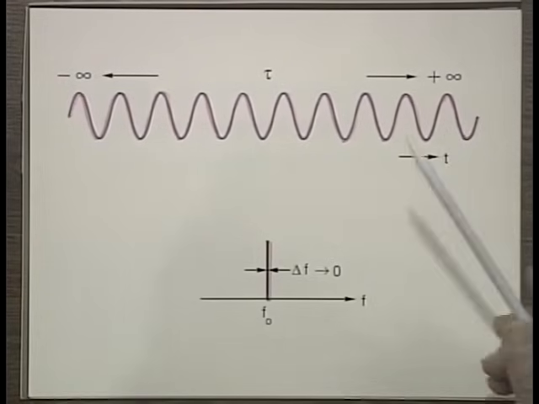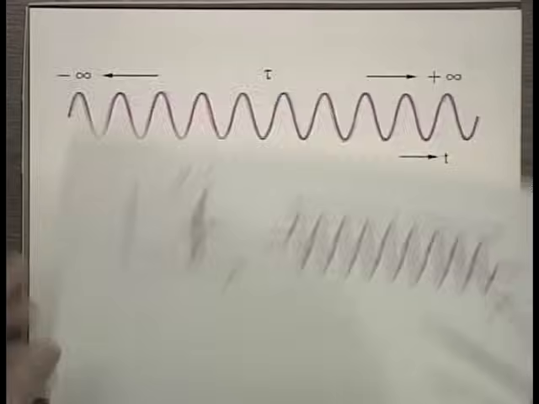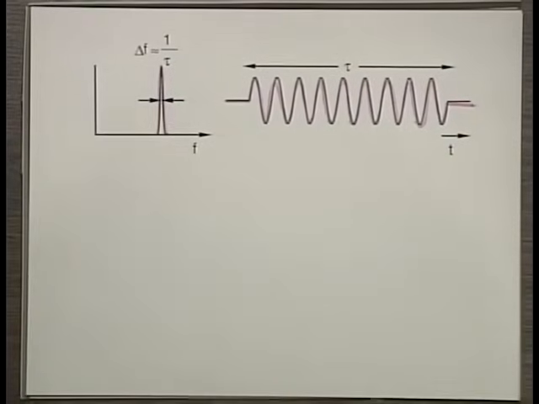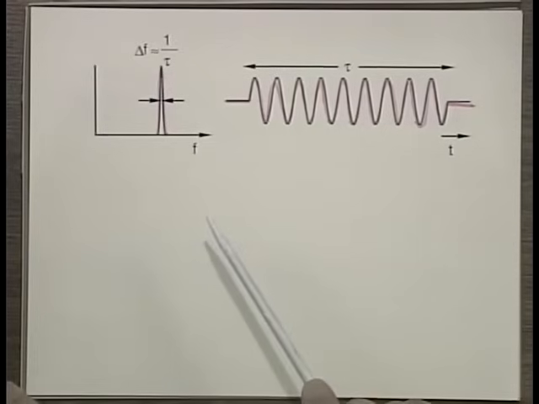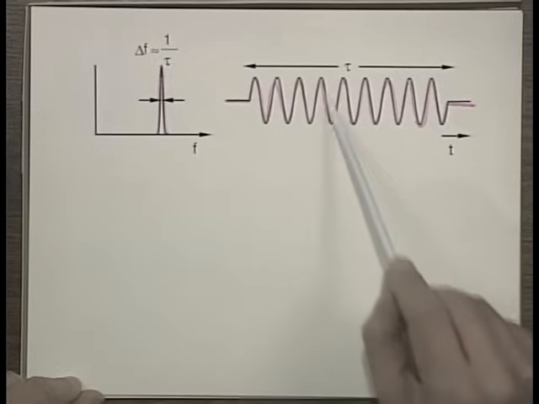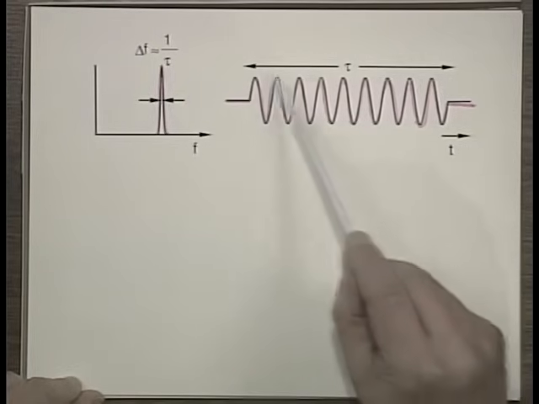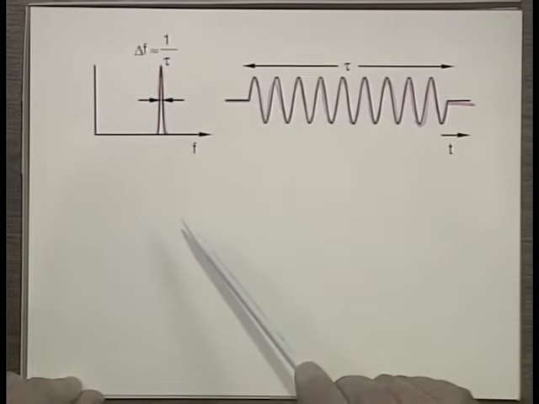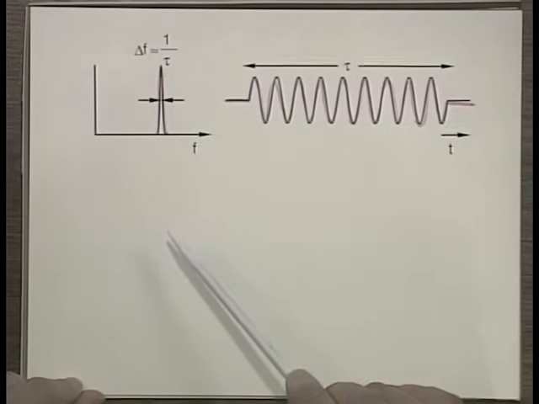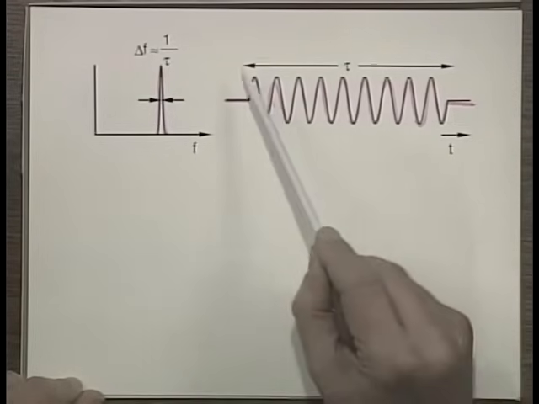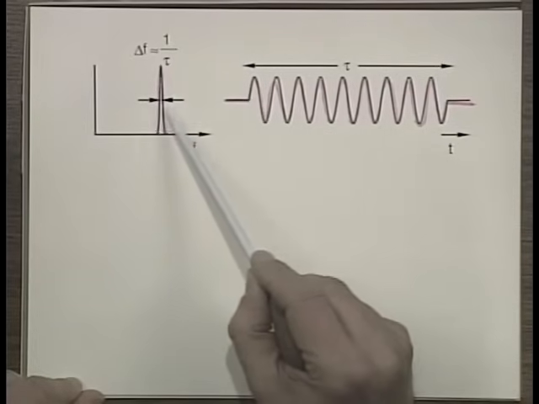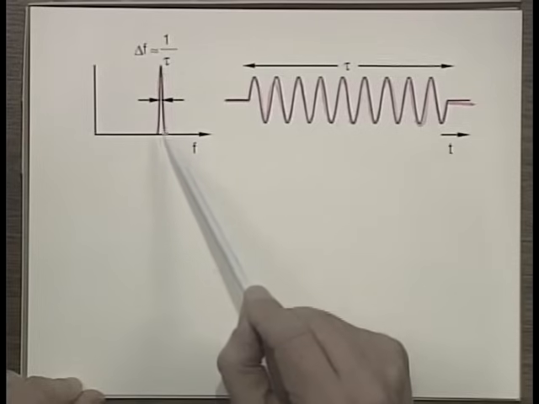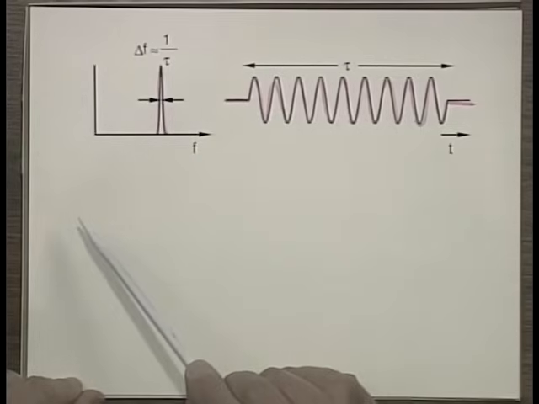Now, in practice, light sources do not radiate for such a long time without any phase interruption. So let's say we have a light source like this that radiates only for a time tau and then shuts off, for example. Now this one, because it only radiates for a time tau, it's going to have a line width in the frequency domain. It's not going to be a delta function like we had before.